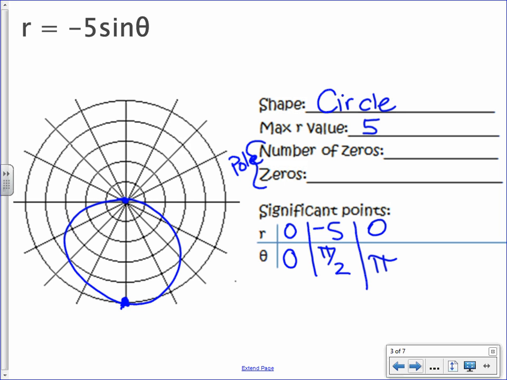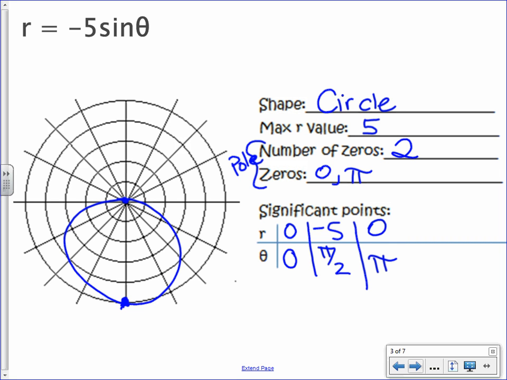How many times did we just go through the pole? Twice. Where did we go through the pole? At 0 and at pi. Okay. Now we figured out our zeros by looking at this chart. Algebraically, how could we do it?